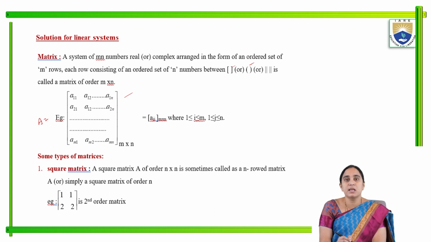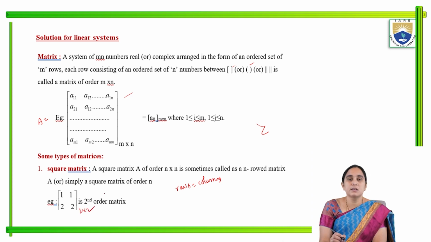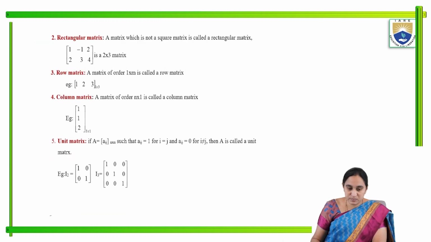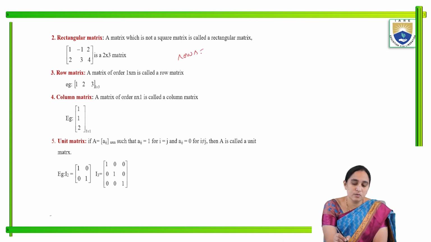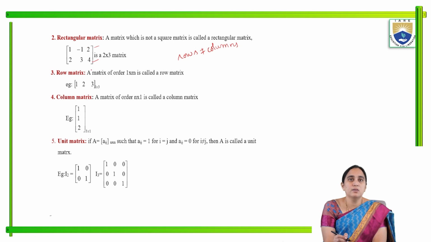A square matrix A of order n by n. Simply, a square matrix means rows are equal to columns. Then it is called a square matrix. The given matrix is 2 by 2. Here rows and columns are equal. Similarly, a rectangular matrix means rows not equal to columns. Observe, there are 2 rows and 3 columns.